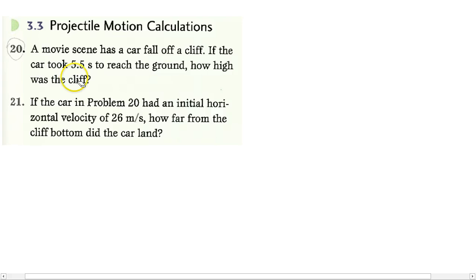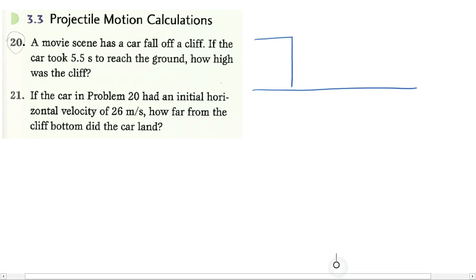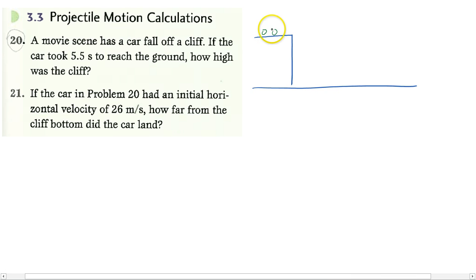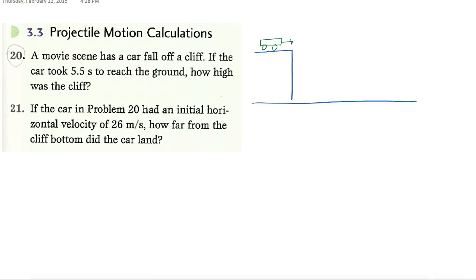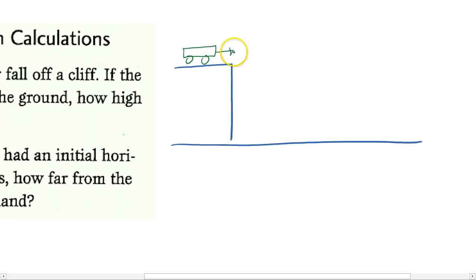If the car took 5.5 seconds to reach the ground, how high was the cliff? Okay, so let's try drawing this. So here is the cliff. There's the ground, and then we have a car, something like this. So it's moving this direction. Now the path of the car as it falls is going to be the right-hand side of a parabola, kind of going like this. Boom, it hits.